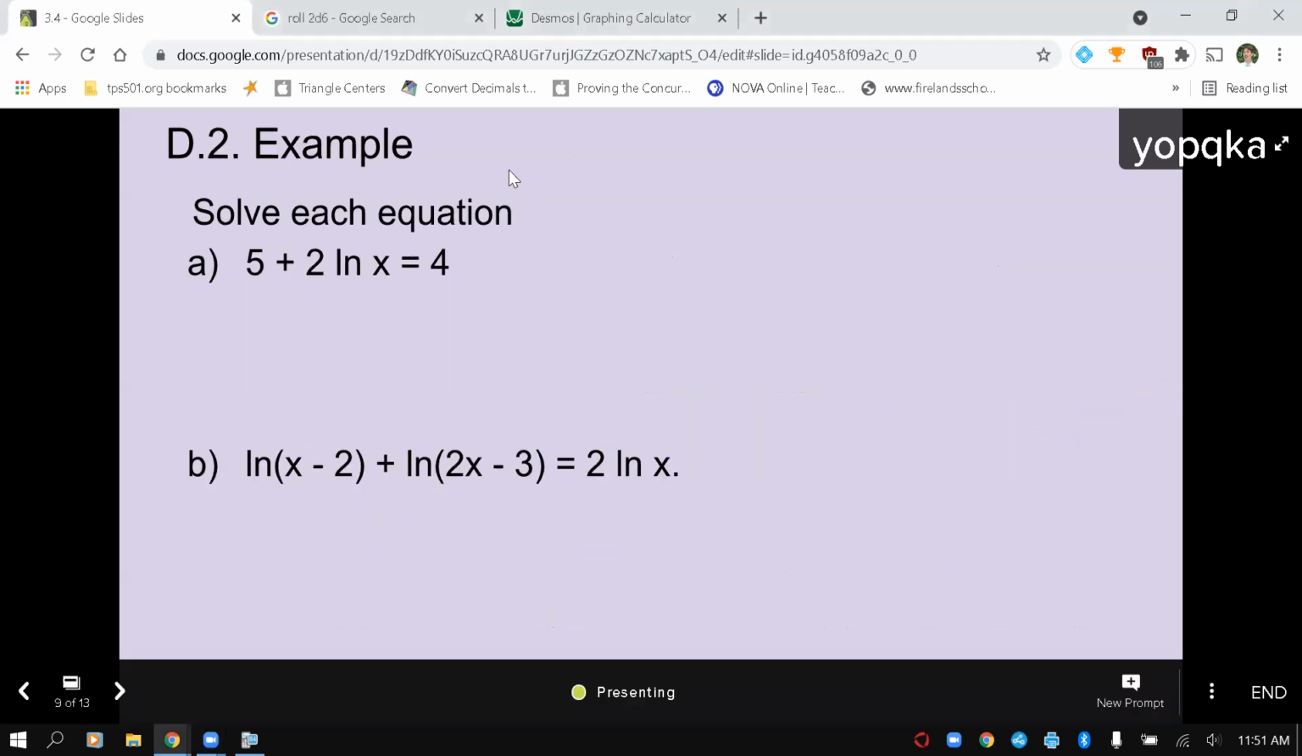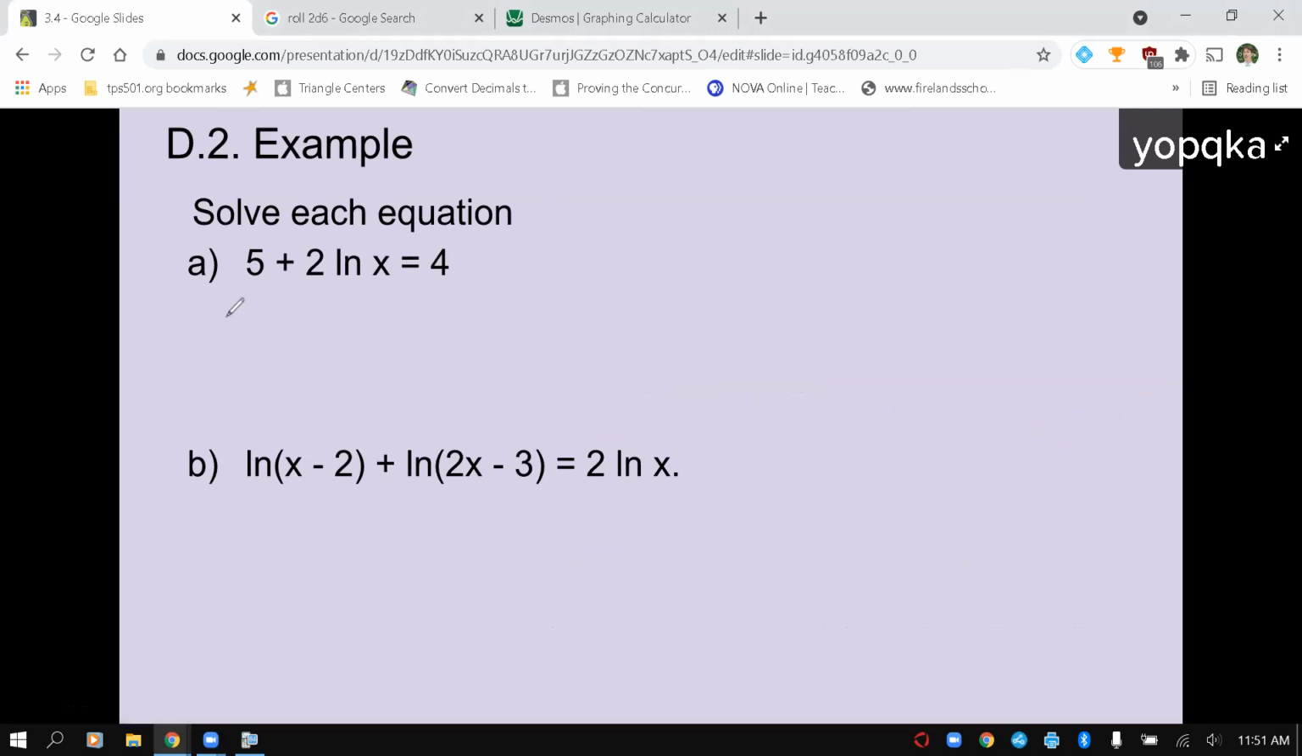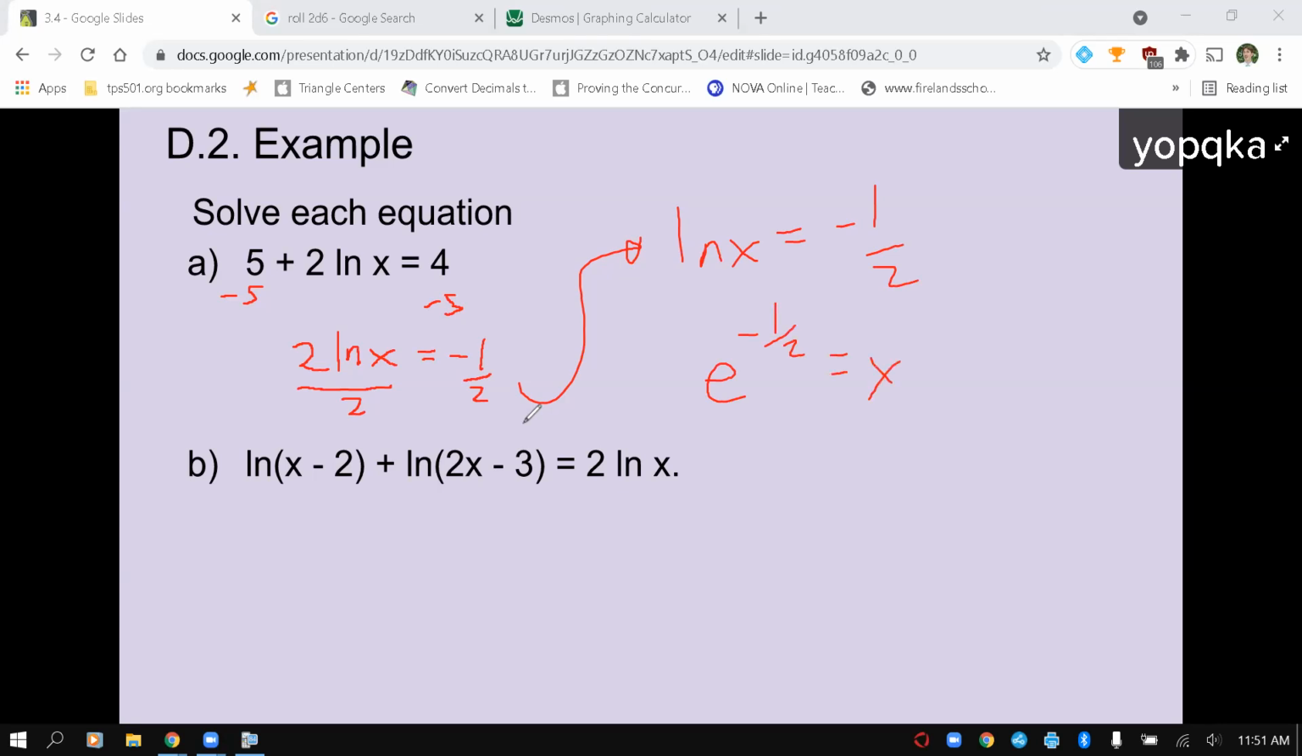So I'll just show you one. It's the same thing. I want to get the natural log of X by itself. So I will subtract 5. Divide by 2. Natural log of X is equal to -1/2. Once you have the natural log by itself, rewrite it as a power. E to the -1/2 is X. Does everyone see where the E came from? Yeah. Natural log has a base of E.